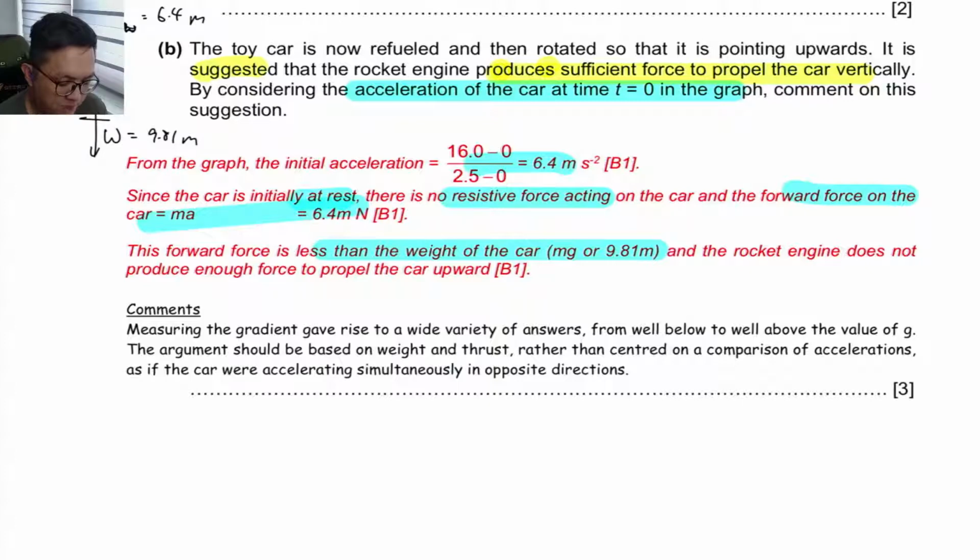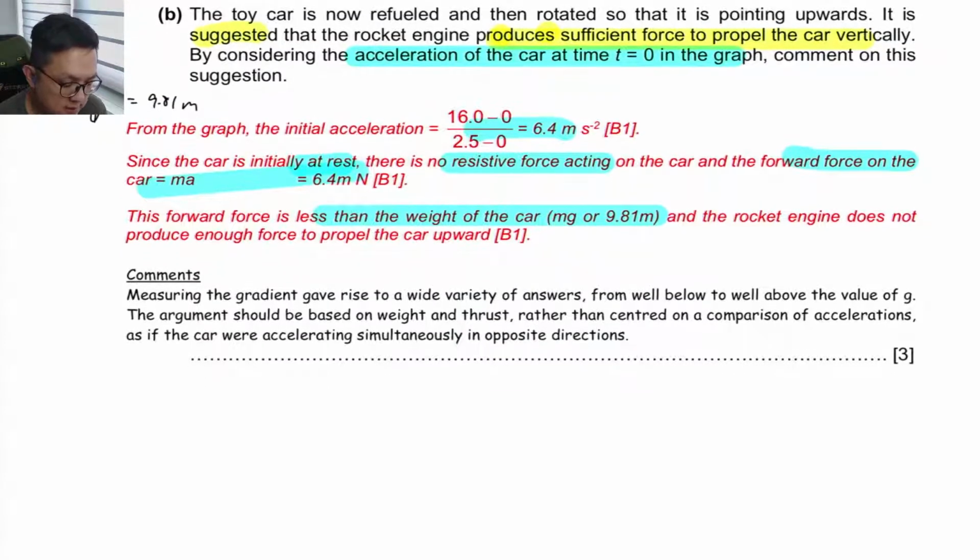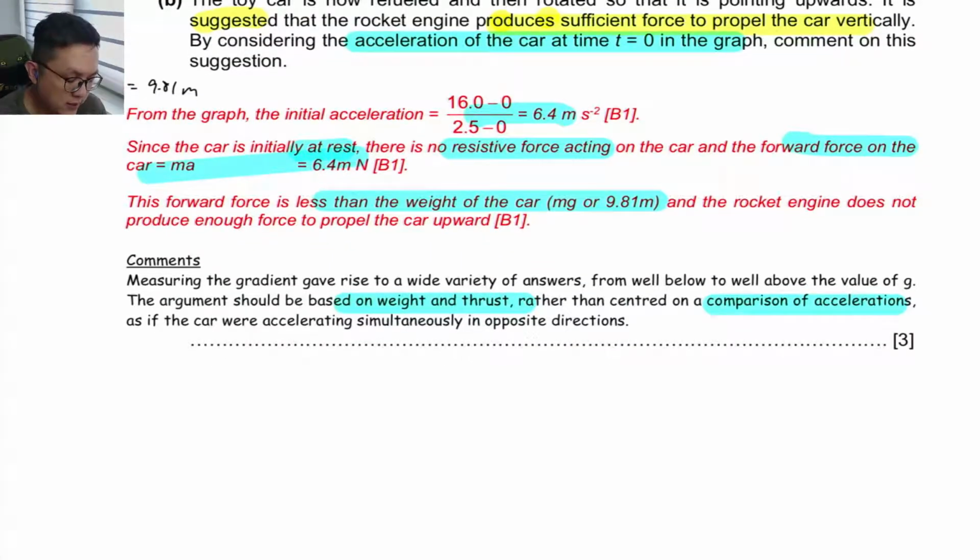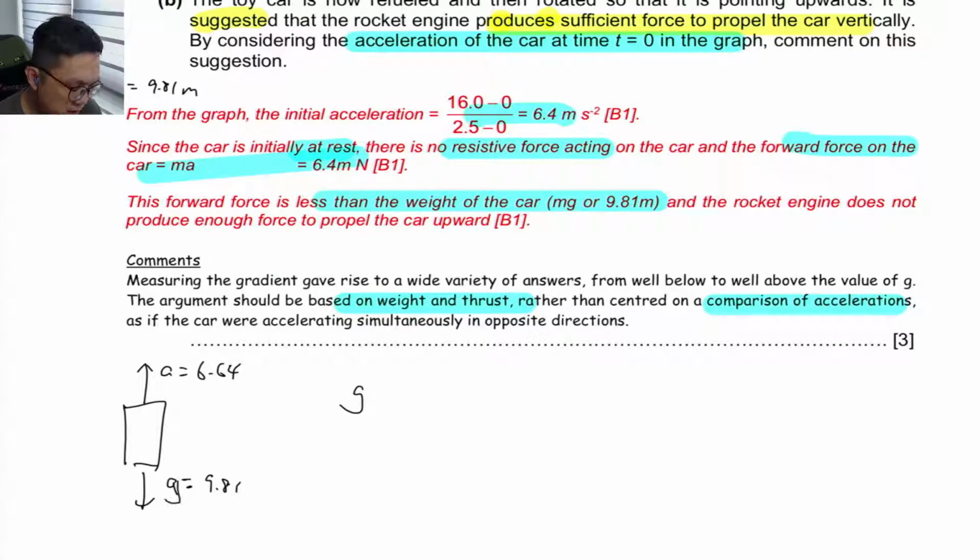Take note of the comments here. The argument should be based on weight and thrust, rather than on the acceleration, as if the car were accelerating simultaneously in the opposite direction. What this means is that you cannot say, because upward acceleration a is equal to 6.4, downward acceleration is equal to 9.81, since g is larger than a, therefore it won't work.